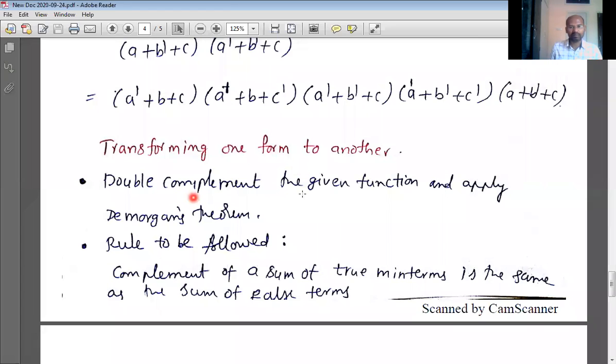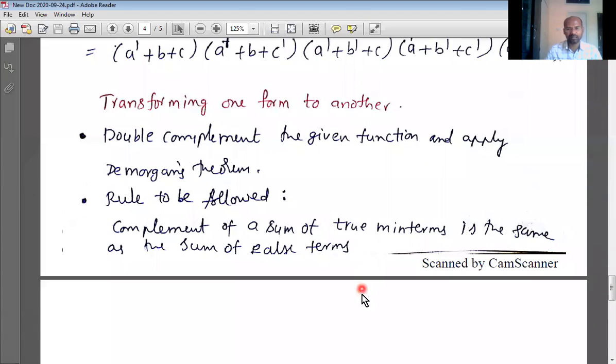Now double complement the given function and apply De Morgan's law. If you double complement any function, the function doesn't change. And then you apply De Morgan's theorems. This is the rule to be followed. Complement of sum of true minterms is the same as the sum of false terms. This is not actually a rule. This is a shortcut that can be used in reducing the complexity.